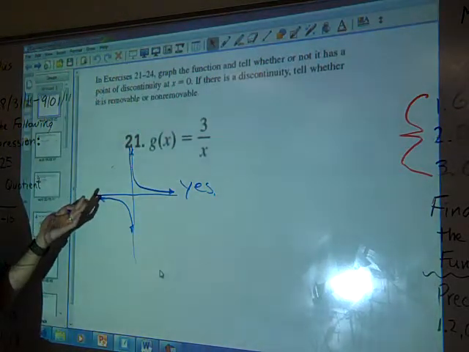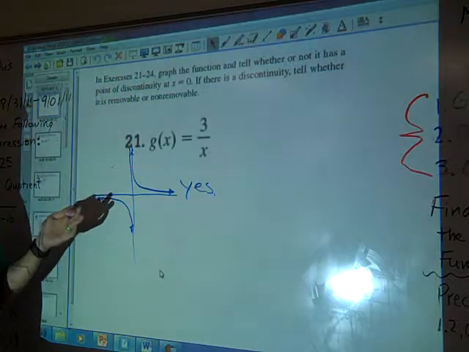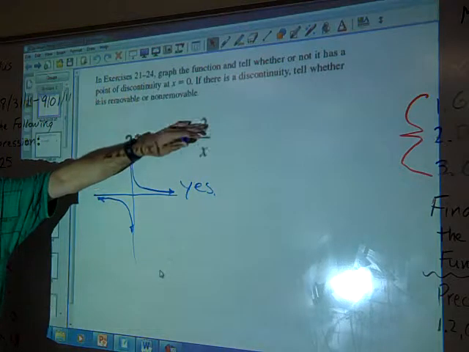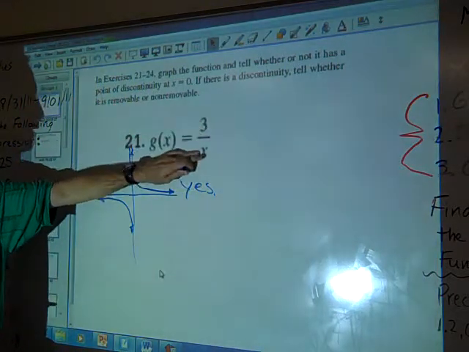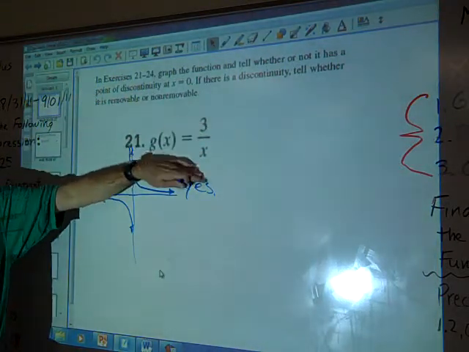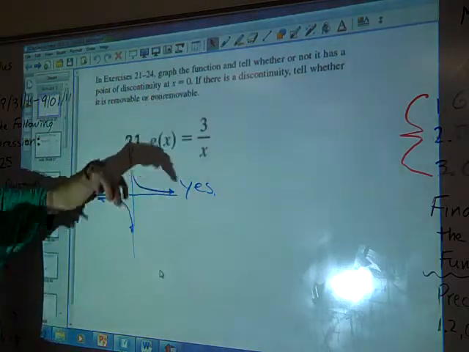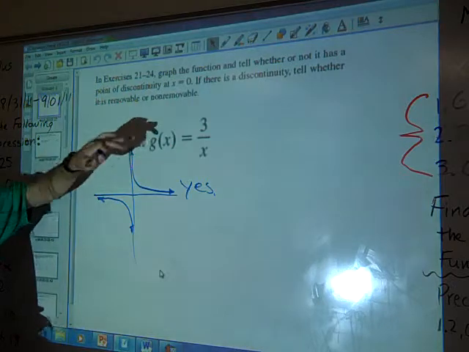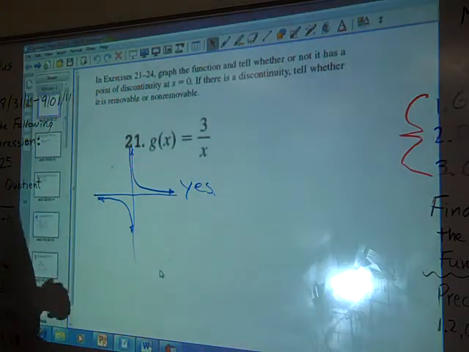What do you mean by that? Removable means that we can cancel using algebra, right? We can get rid of that x in the denominator by canceling it out and eliminating it. Can we remove it? No. What else tells us from the graph that it is non-removable?